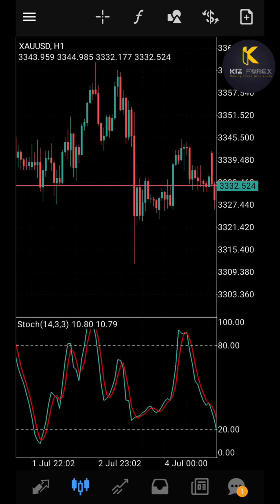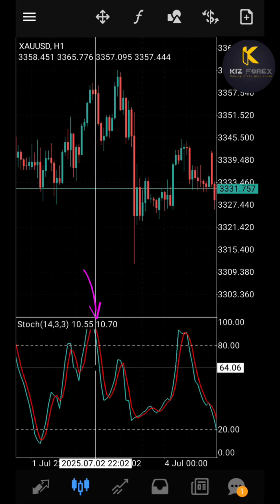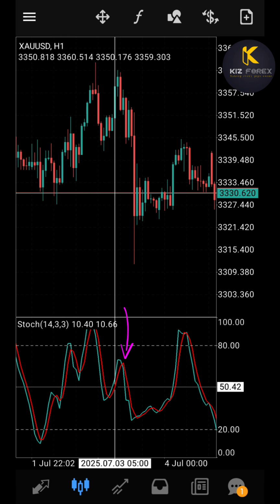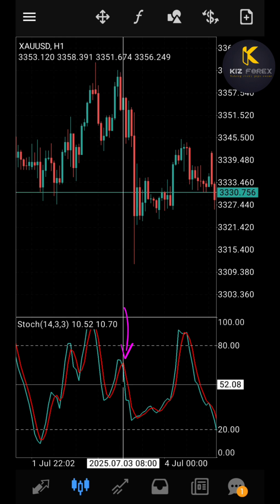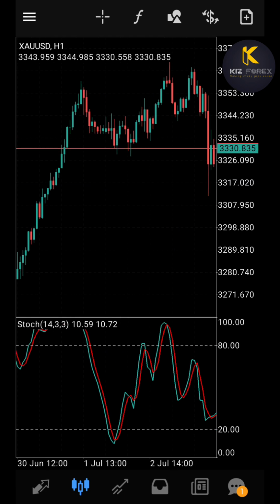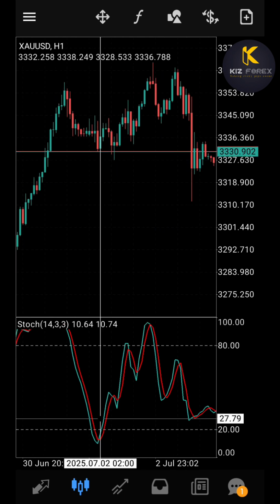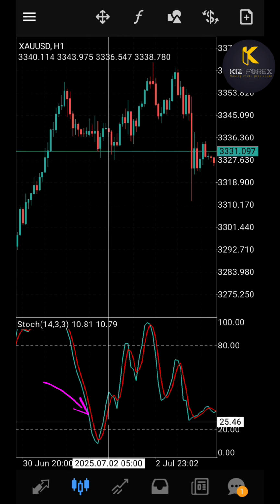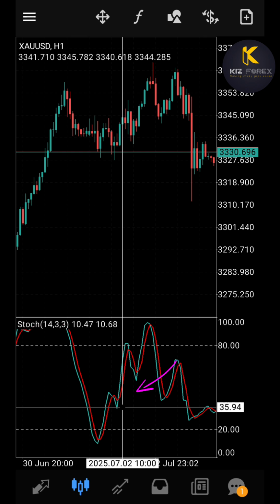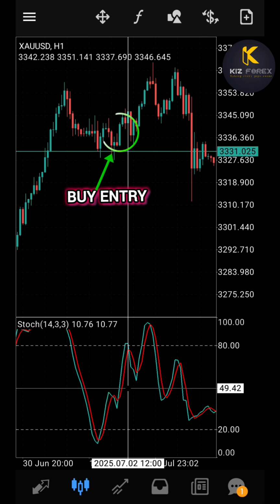Very good. Just like I told you, it crosses right here, overbought, and then as it's coming down again, it did a turn, and then you can open your entry for a sell. Now look at it again. It crosses right here, which is oversold, and then it came up again, did a turn. So as it's trying to go up, you enter the market for a buy.